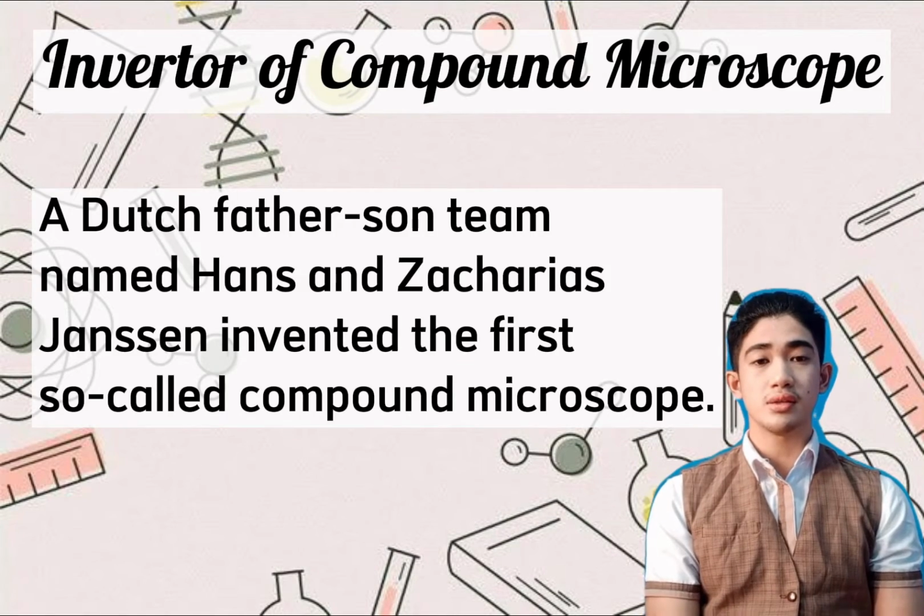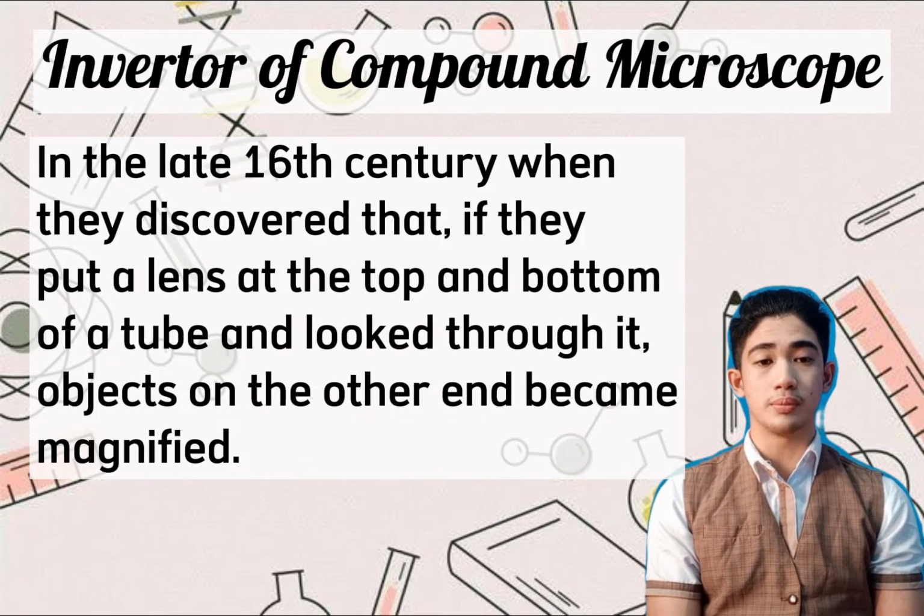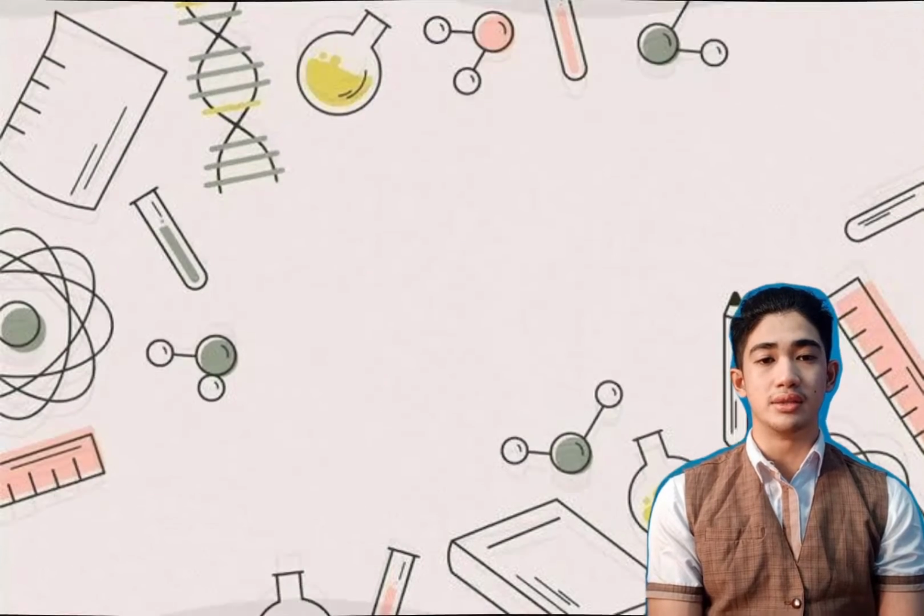A Dutch father and son team named Hans and Zacharias Janssen invented the first so-called compound microscope in the late 16th century, when they discovered that if they put a lens at the top and bottom of a tube and look through it, objects on the other end become magnified.